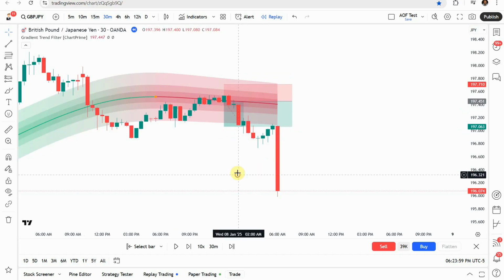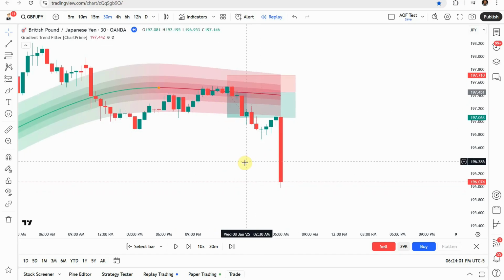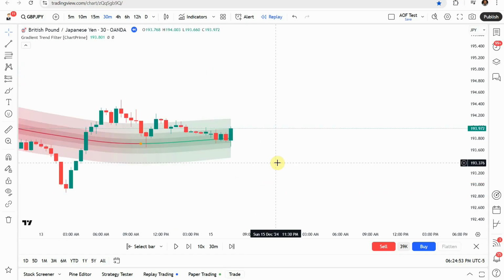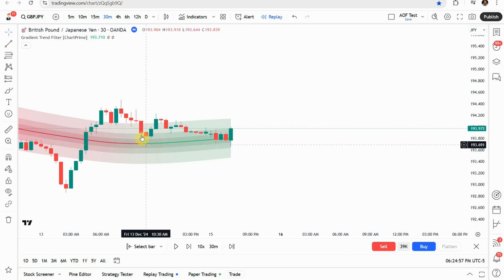And you can see this really nice push to the downside, getting us to our take profit. And for a long trade, what we are looking for is the orange diamond to appear.